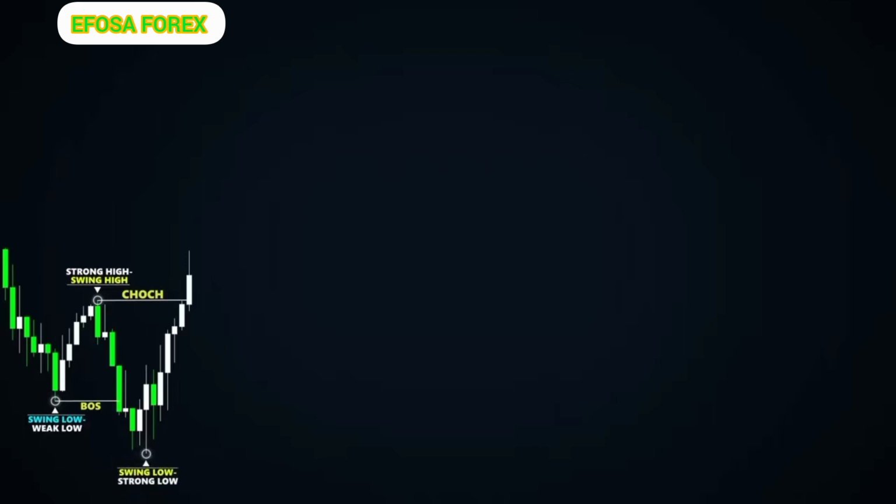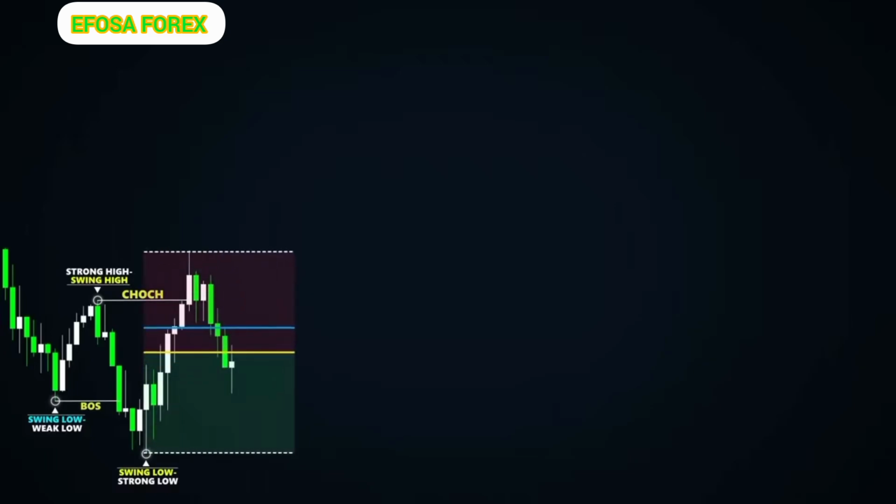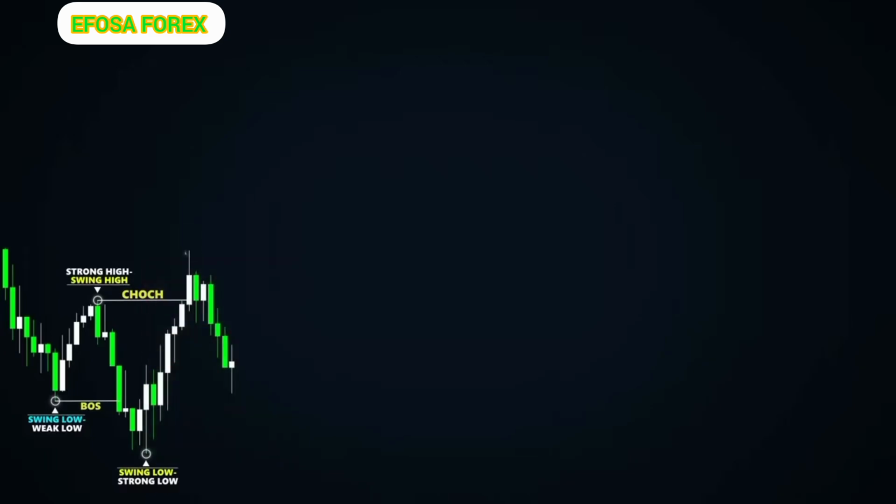After the change of character, price pulls back again. Use the Fibonacci tool from the new strong low to the new high. Once again, price retraces to the 38.2%, confirming a valid pullback. So we mark the weak high. Price pushes up, breaks the weak high, and gives us a break of structure. As always, we mark the strong low, the lowest point before that break.